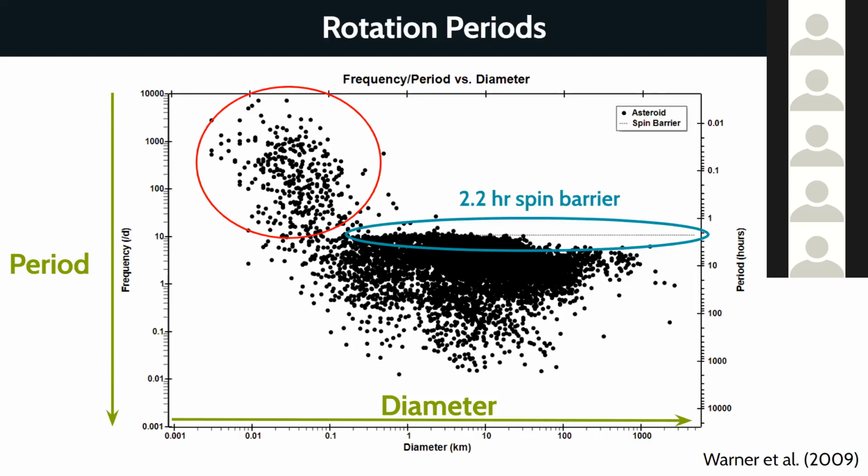But there are asteroids that exist that spin faster than 2.2 hours, and most of them are quite small as well. And 3 of the targets in our study fell into this region as well. What it basically means is they're probably not rubble piles, but solid pieces of rock. So even if they spin faster than 2.2 hours, they won't fly apart.